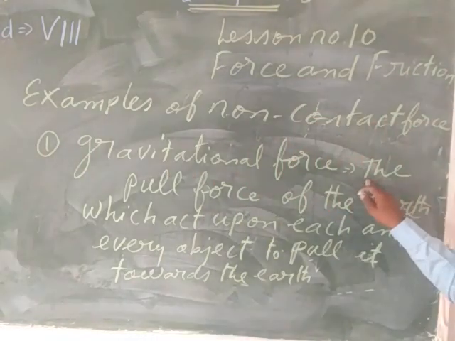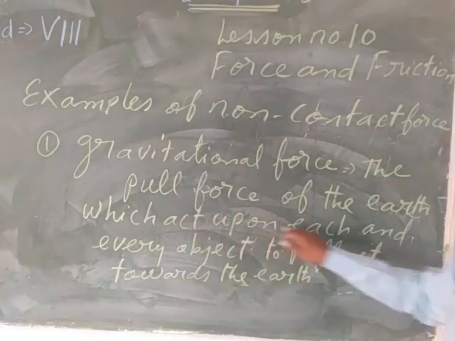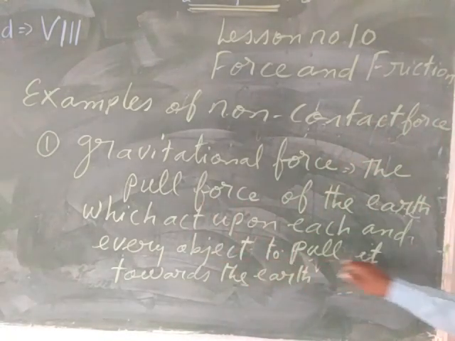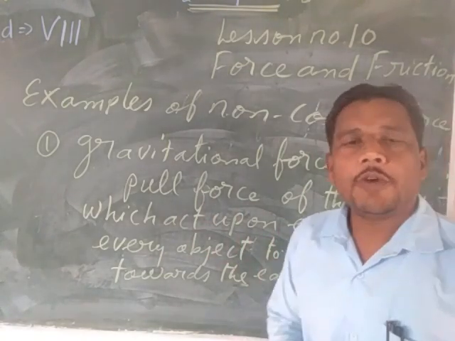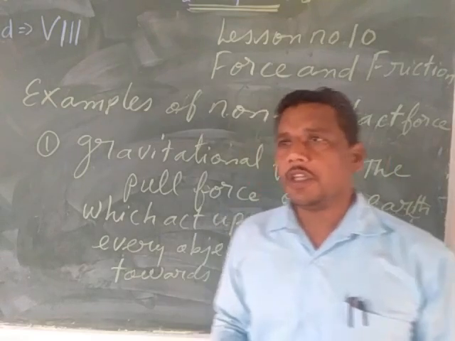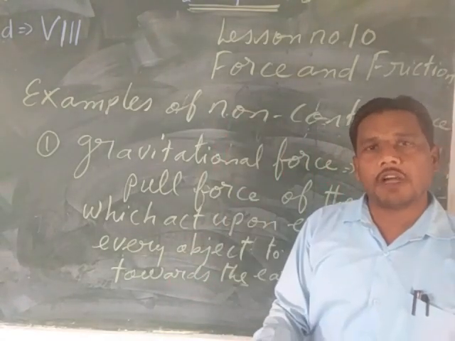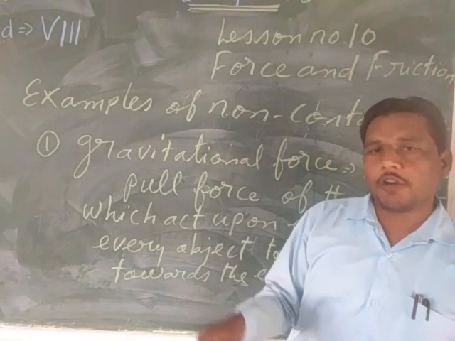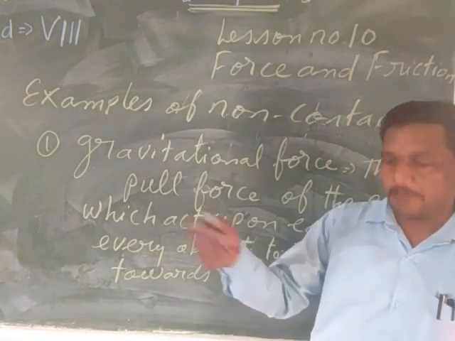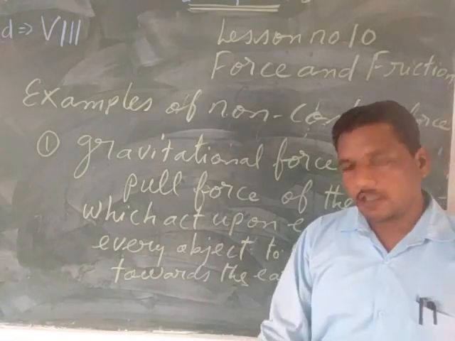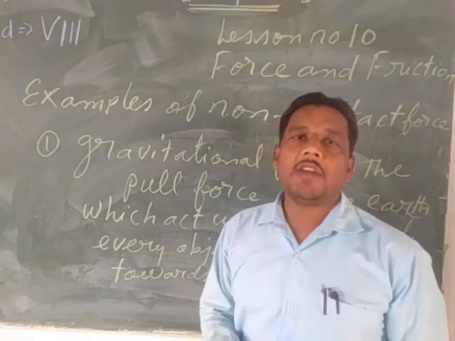So the pull force of the earth which acts upon each and every object to pull it toward the earth is called the gravitational force. For example, beta, we have seen, suppose I'm throwing this chalk upside, it will obviously fall downside. Why will it fall down? Because the earth is pulling this chalk toward downside. I'm throwing this chalk upper side, but the chalk is coming downside because the earth is pulling the chalk down towards it.